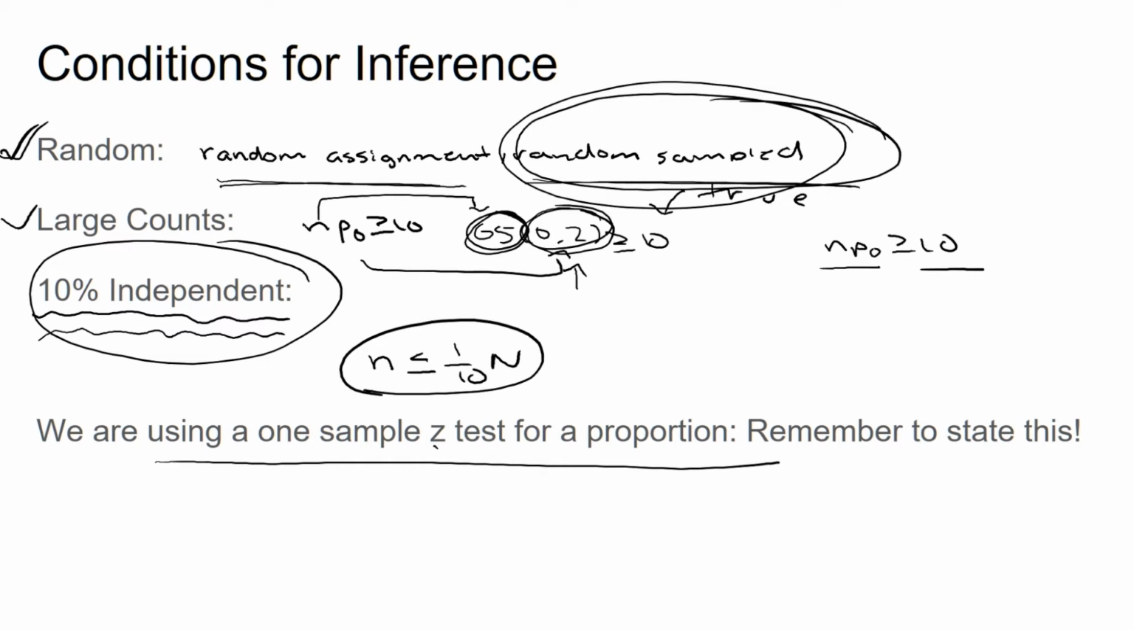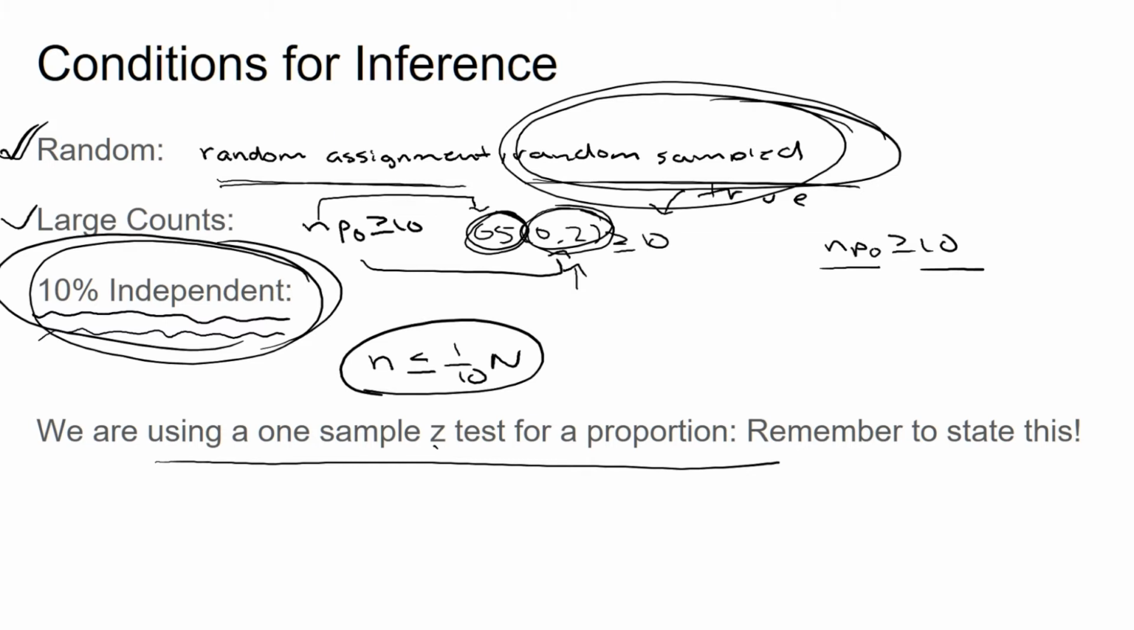There's also the 10% or the independence condition, but this is not tested on the AP tests, so it might be a good idea to actually not include it. But what it says is when we're sampling without replacement, the sample size should be less than or equal to 1/10 of the population size. And then state what test we're doing. The conditions have been satisfied, so we can use a one-sample z-test for a proportion.